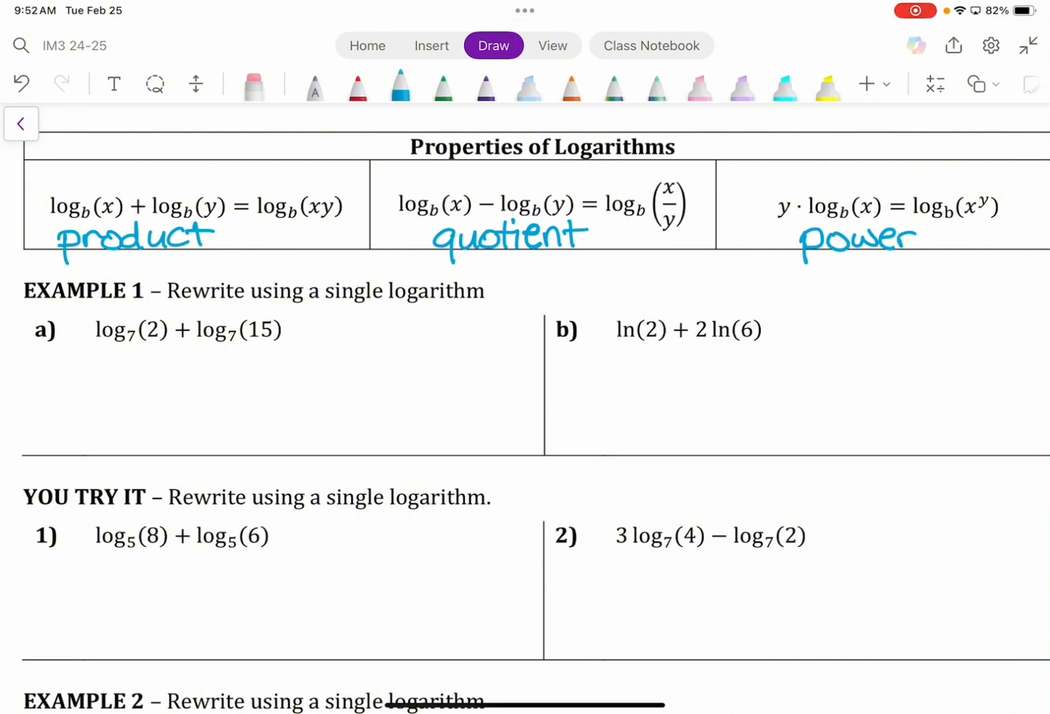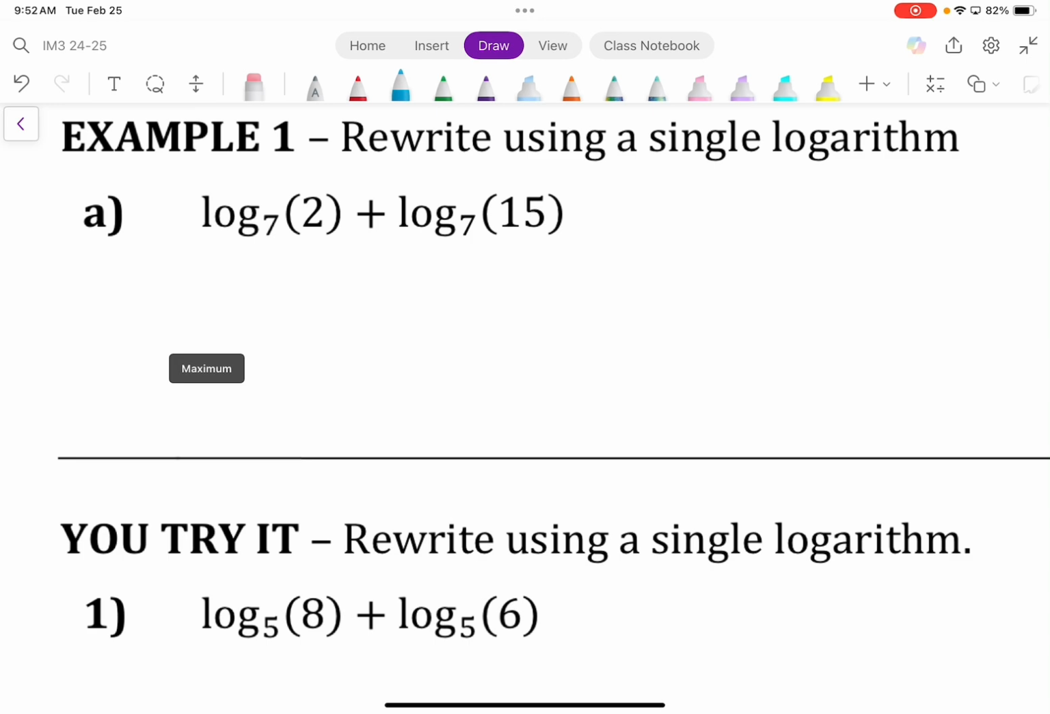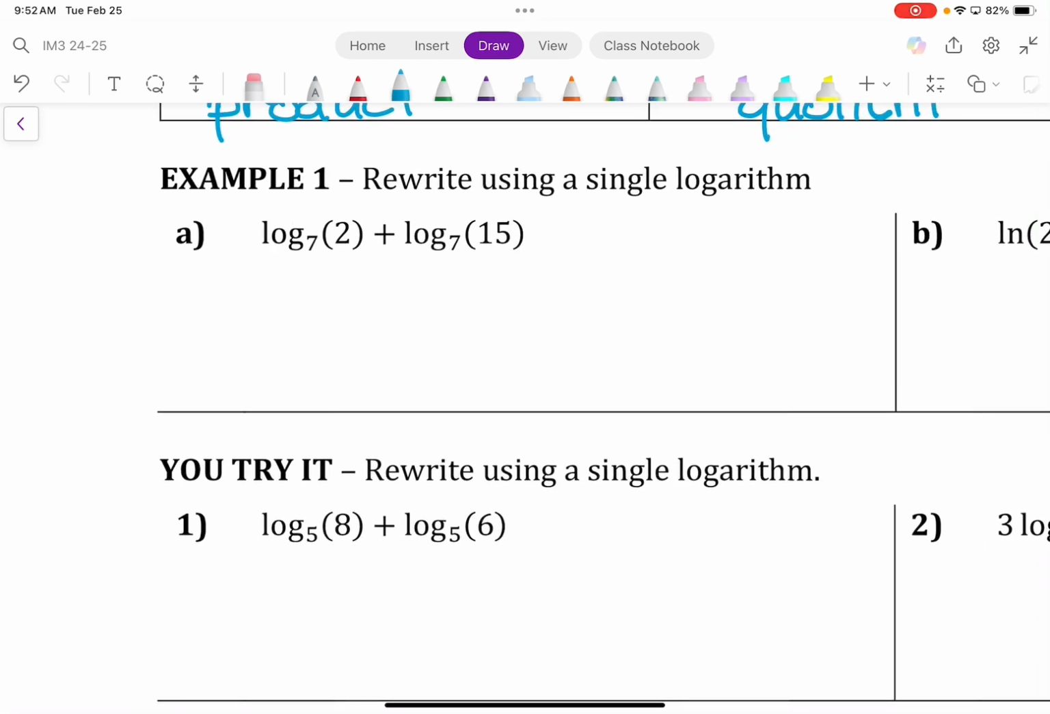Okay. Now, as we solve the first one, I'm going to be kind of labeling what property I'm using, so that you guys know which one it is that we're using. So, for example, log base 7 of 2 plus log base 7 of 15. Here, because we're adding the same base of log base 7, we can actually use the product rule and rewrite this under a single logarithm.